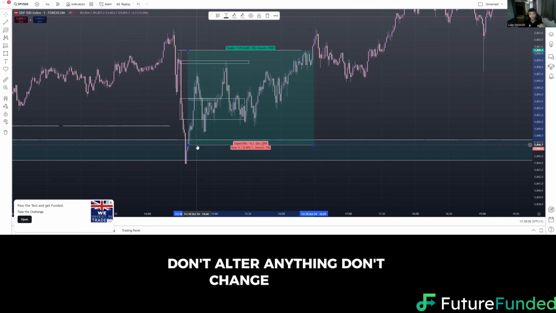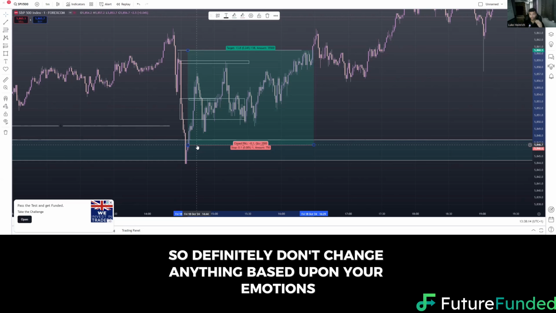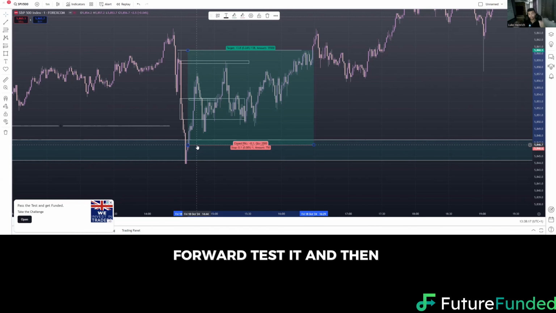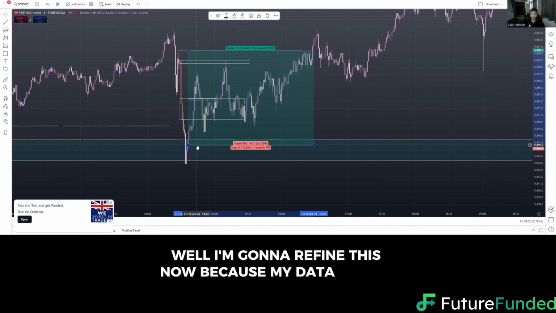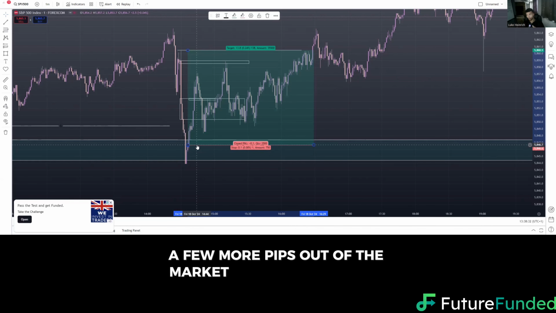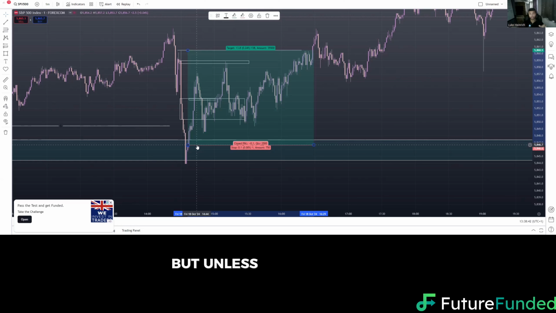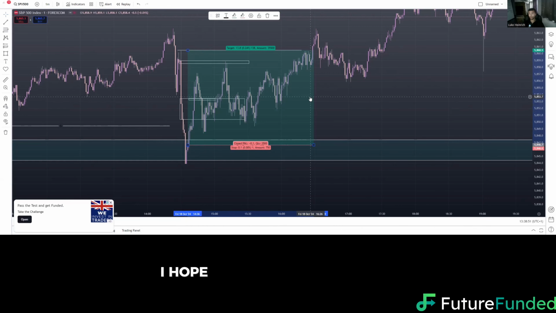Don't alter anything. Don't change anything unless you've got data to showcase to you that you can do so. Definitely don't change anything based upon your emotions. Go back test it, forward test it, and then look at it from a systematic approach and say, okay, well, I'm going to refine this now because my data shows me that if I do X, Y, Z, I might be able to extract a few more pips out of the market on this particular trade or this particular setup. That's the way to look at altering things. But unless you're doing it that way, don't change anything, guys. Keep everything absolutely 100% the same and just rinse and repeat. I hope that makes sense, guys.